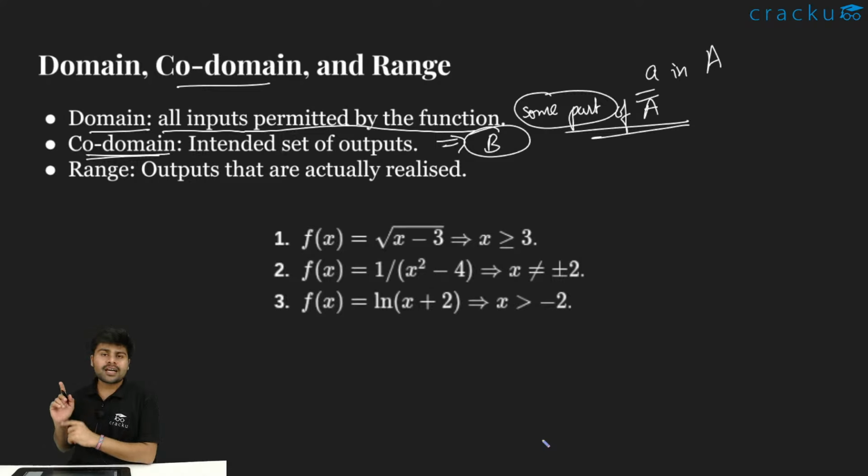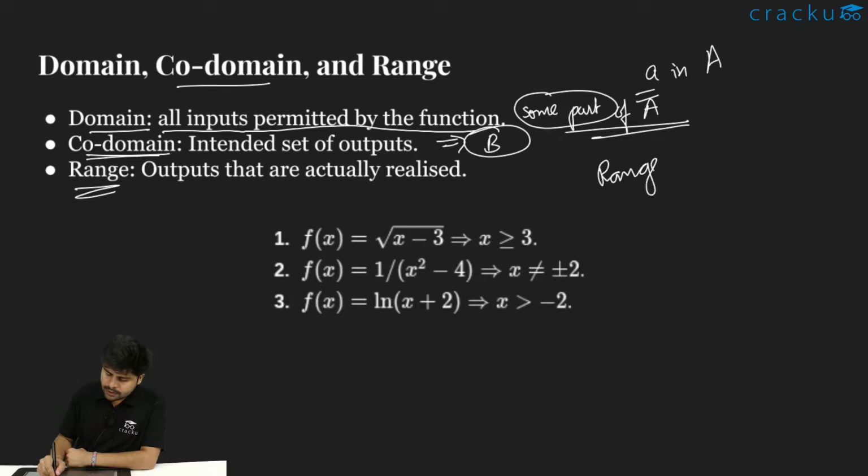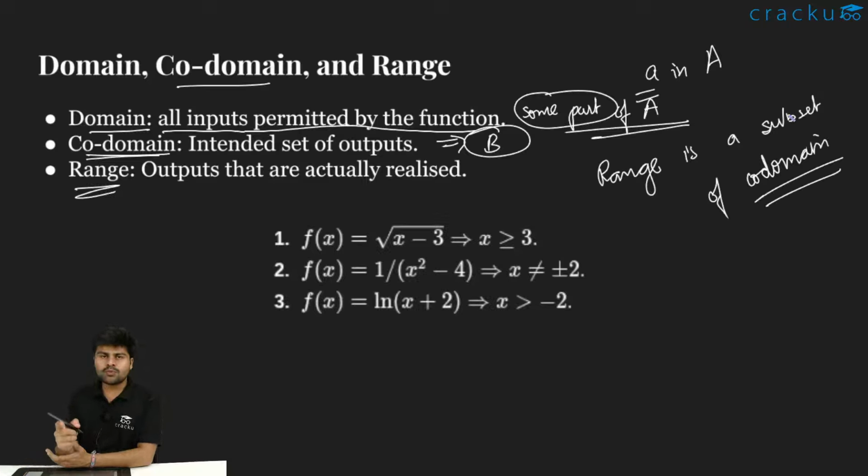So the outputs that can be taken, the set of all those outputs, is referred to as the range. So the range is a subset of the codomain, right? Range is all the outputs that are actually realized, outputs that can be taken by the function.